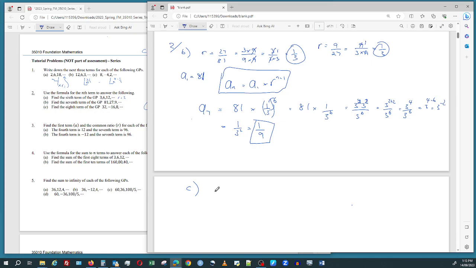So 2b, find the eighth term. Well, A1 is 32. Needing to work out R, so we take a term and divide by the previous term. So we're going to take 8, divide that by negative 16, which is minus a half. So we want the eighth term using our equation up here. So we're going to take the first term, multiplied by minus a half, raised to the power 8 minus 1, which will be 7.